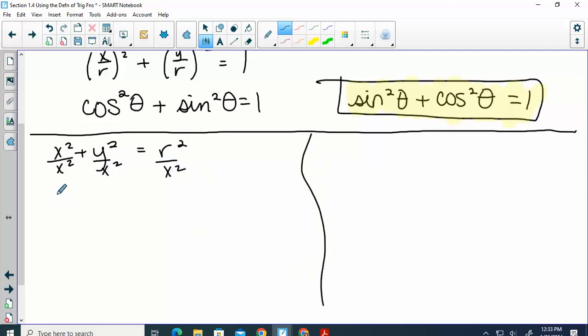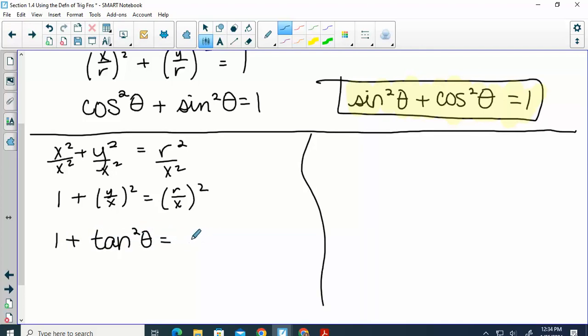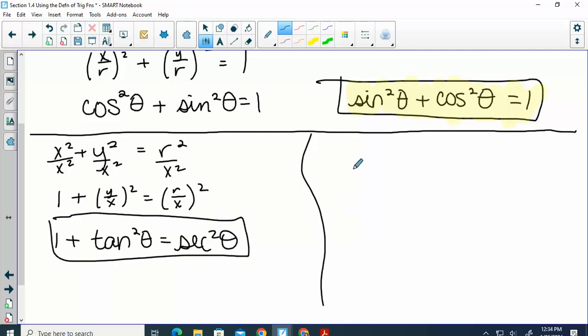Okay, so if I do that, I get 1 plus, what is y over x? Tangent. So that's 1 plus tangent squared theta equals, what's r over x? Cosine. Is it? No. R over x, the reciprocal of cosine, is secant. So 1 plus tangent squared is equal to secant squared.